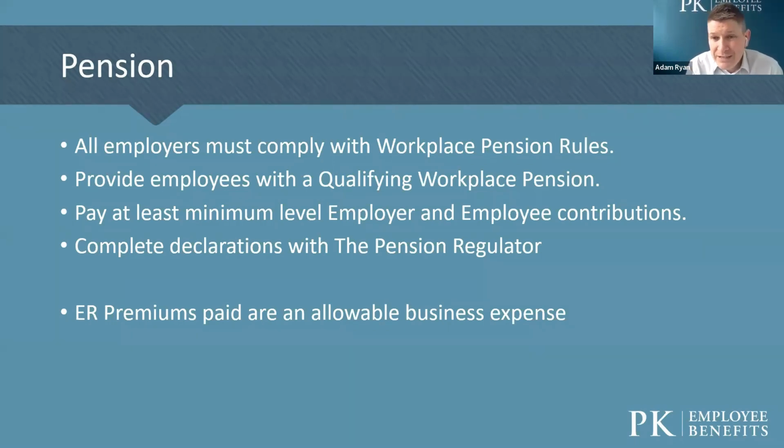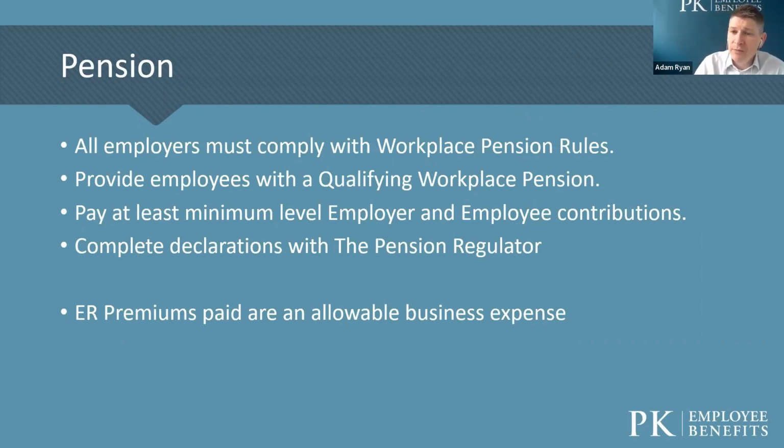Once you've completed that process of rolling people into a pension scheme, every 3 years you have to complete a declaration of compliance with the pensions regulator, and that declaration just explains to the regulator exactly what happened on your scheme.